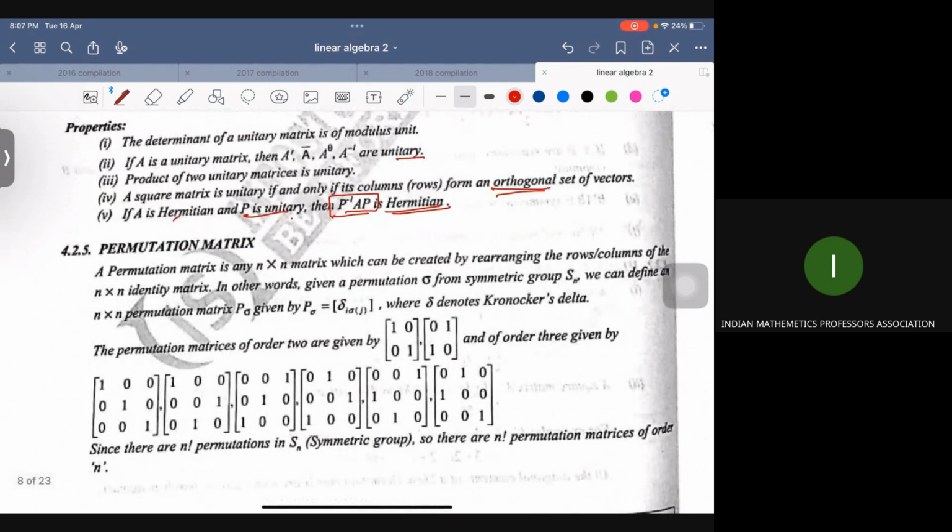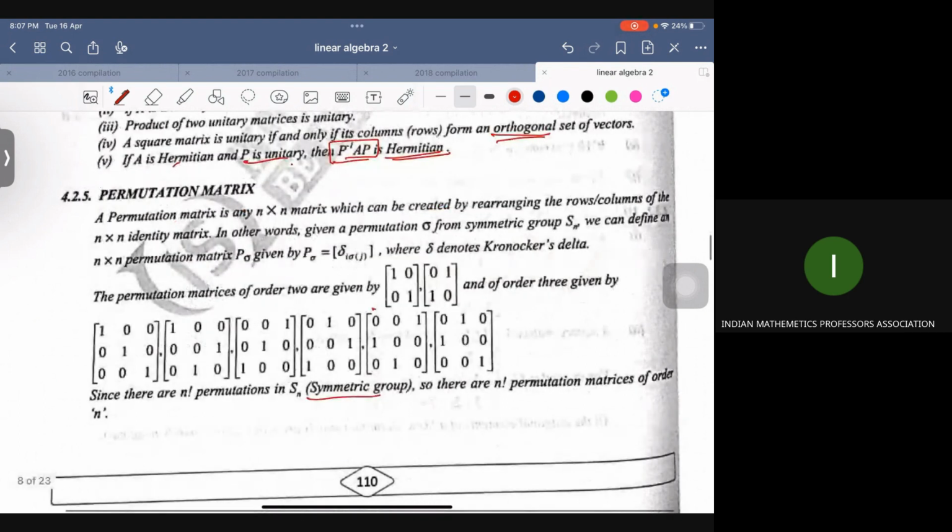Next, permutation matrices. This we will see in the algebra class because we need to know about the symmetric group and all that. Here, just take note of its definition. A permutation matrix is any n by n matrix which can be created by rearranging the rows or columns of the n by n identity matrix. Here, for order 2 by 2, the permutation matrices are 1 0 0 1 and 0 1 1 0.